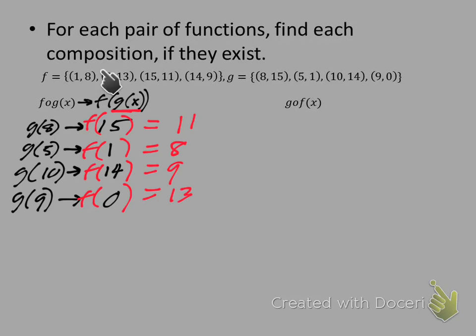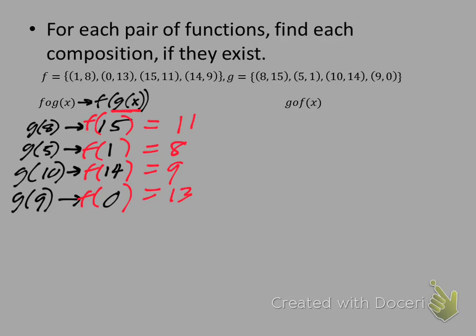From your f's. F of 15 is 11, just like you did the g's, right? F of 1 is 8. F of 14 is 9. F of 0 is 13. Will it always be matched like that? Not always. And if they're not matched, we'll talk about that in just a second.